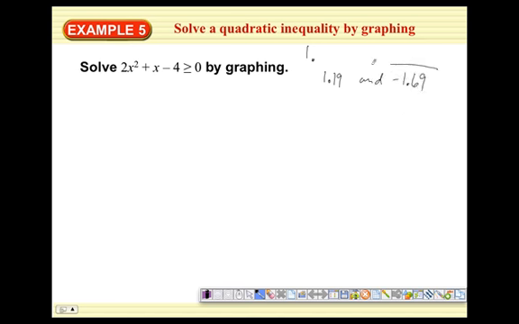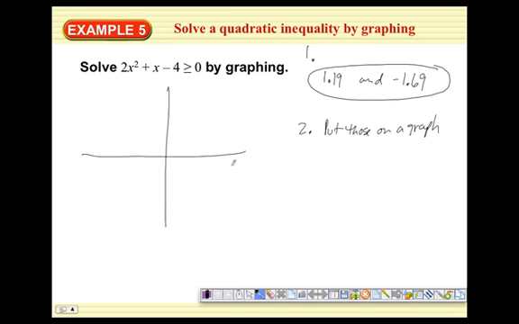0.69. Okay, those are my 2 zeros. Step number 2, put those zeros on a graph. So everybody draw a normal graph. Space it out a little bit. 1, 2, 3, 4. 1, 2, 3, 4. Just make it quick. What's nice about this question, these graphs do not have to be exact.